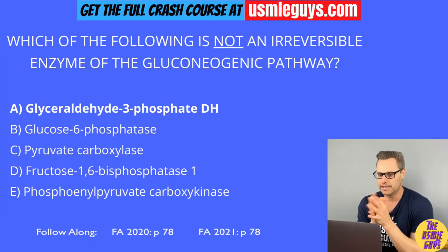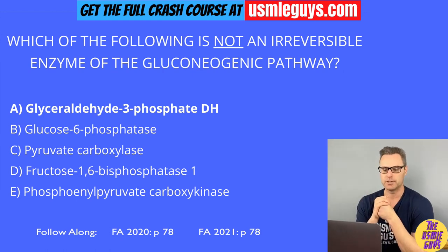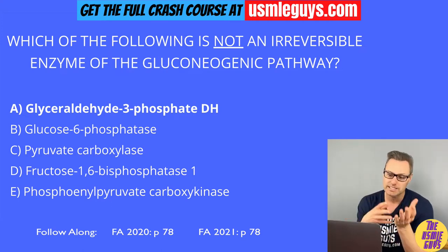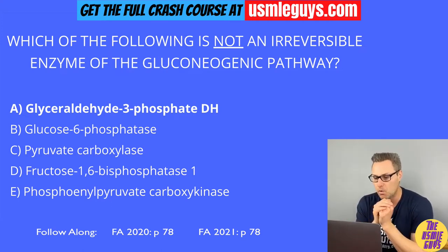The correct answer here is A. So let's take a look at gluconeogenesis, specifically focusing on the irreversible enzymes and their roles in this process. So first is pyruvate carboxylase. This is found in the mitochondria and is needed to convert pyruvate into oxaloacetate. And this step requires ATP and biotin as a cofactor. Now, do you remember what activates this enzyme? That would be acetyl-CoA.